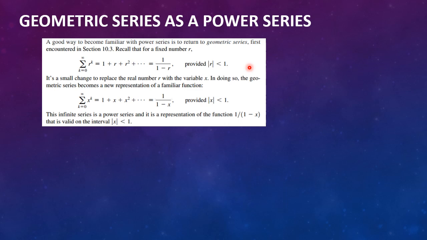It's a small change to replace the real number r with the variable x, and in doing so the geometric series becomes a new representation of a familiar function. Here we have the same function, but instead of r we have x. This infinite series is a power series, and it is a representation of the function 1 over 1 minus x that is valid on the interval where the absolute value of x is less than 1.